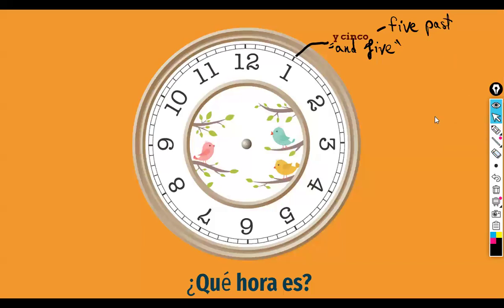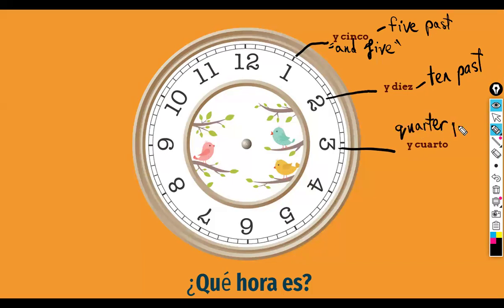Right? All right, and then for two, we would be y diez. Ten past. For three, a quarter of the hour past, right? So y cuarto. Cuarto is the word for quarter. So this is ten past. This is quarter past. Twenty past. Twenty-five past. Right?